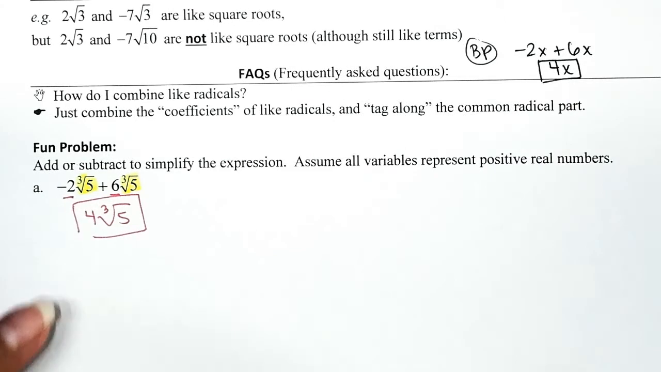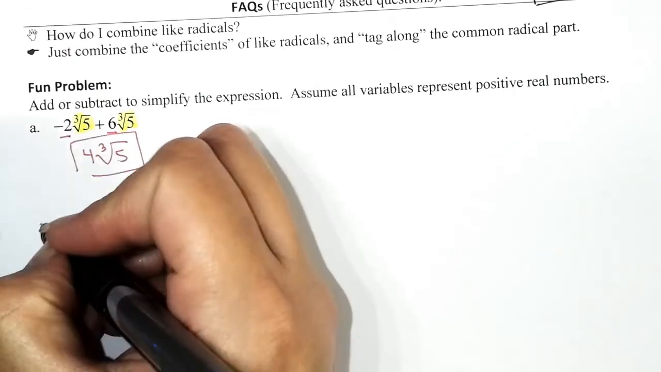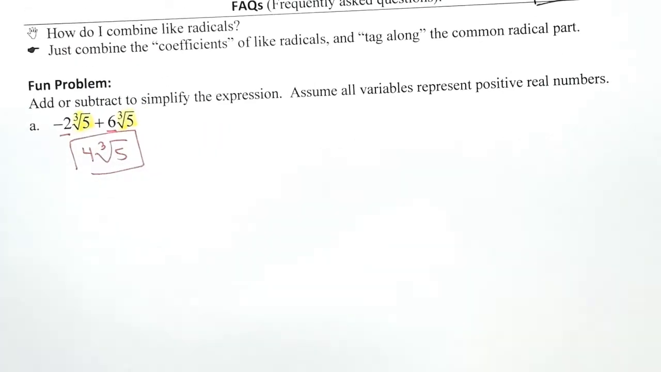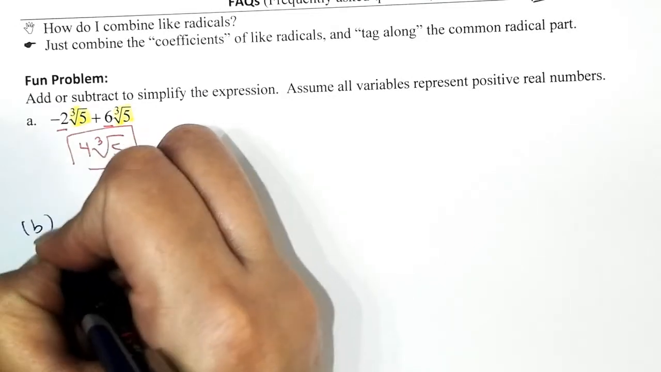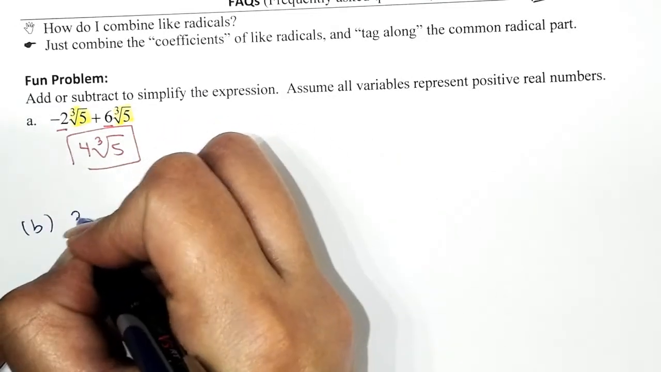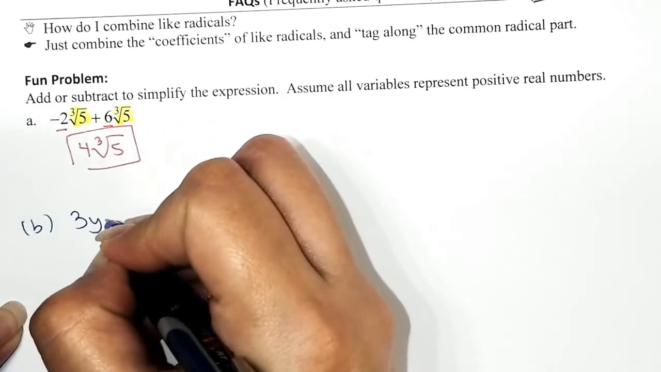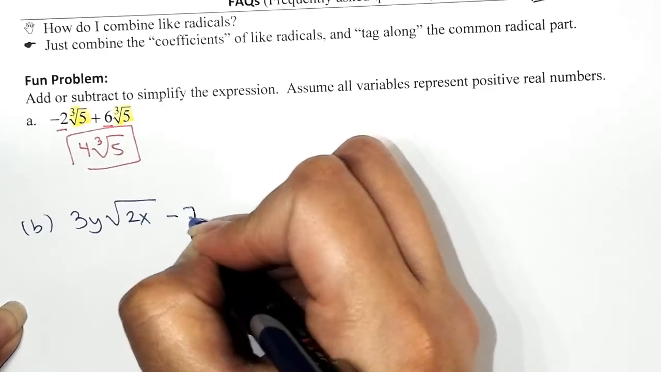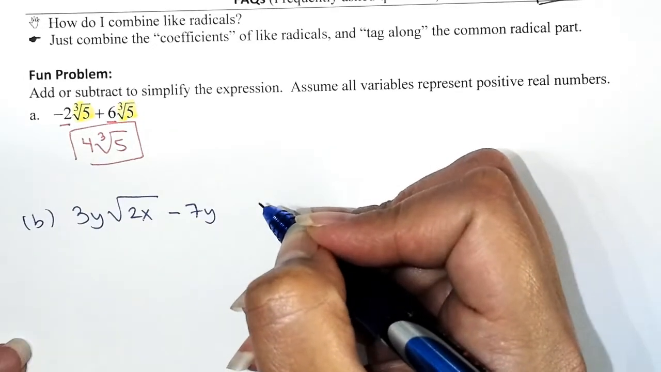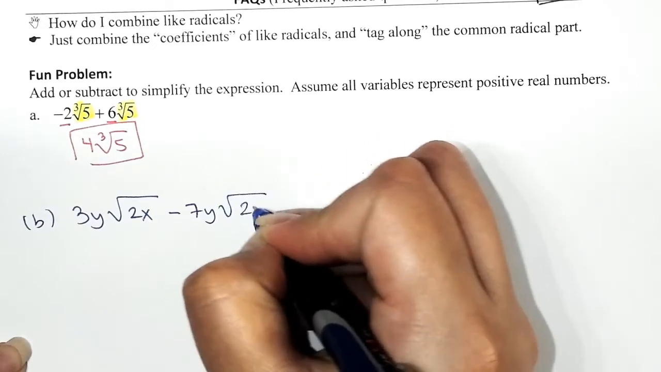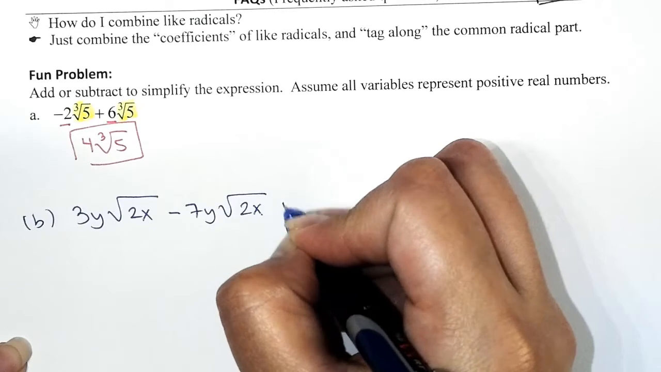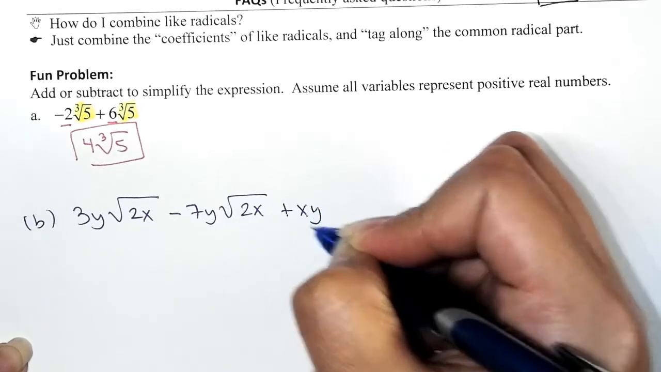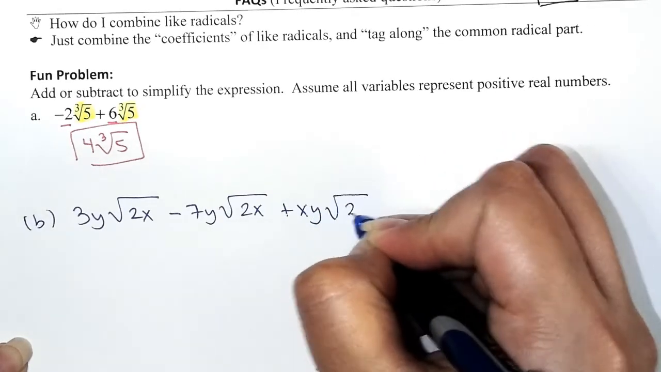All right, we're gonna do a total of 7 problems. We just did 1, so let's go ahead and do 6 more. Problem B, we have 3y square root of 2x minus 7y times the square root of 2x plus xy times the square root of 2x.